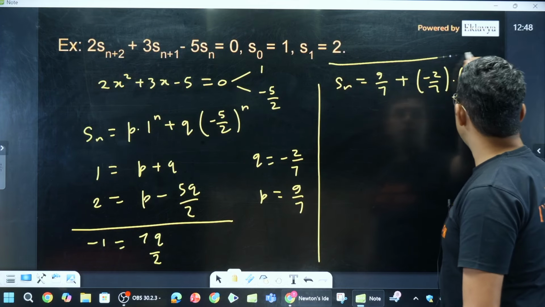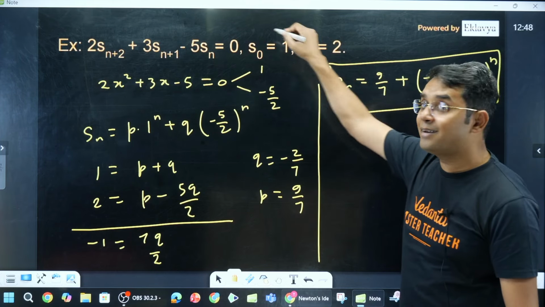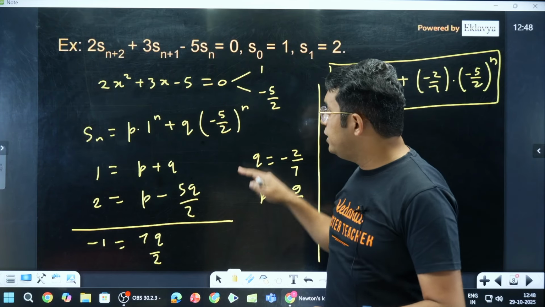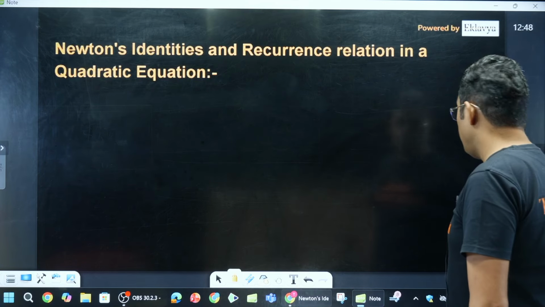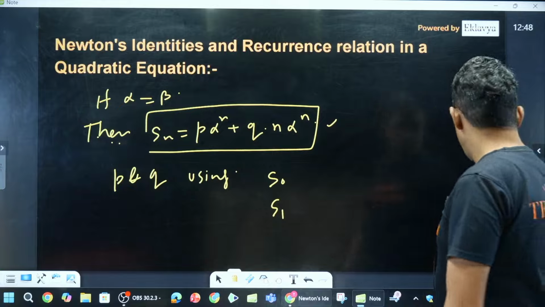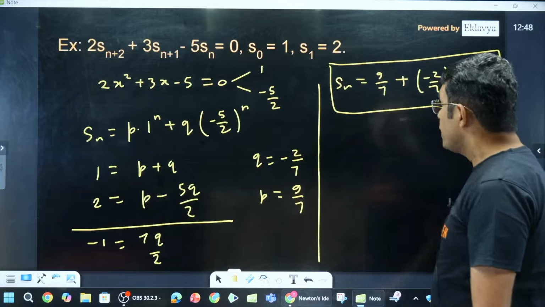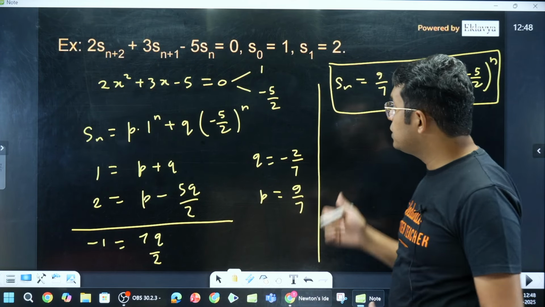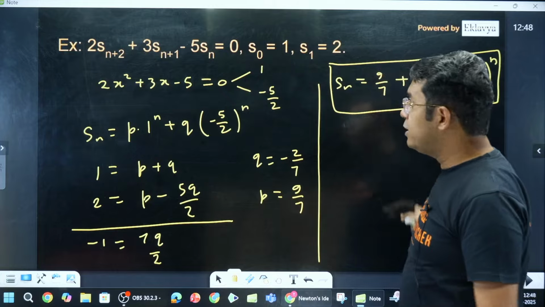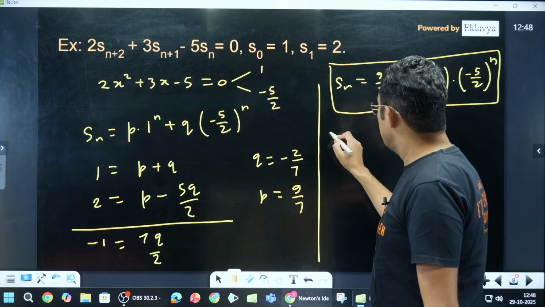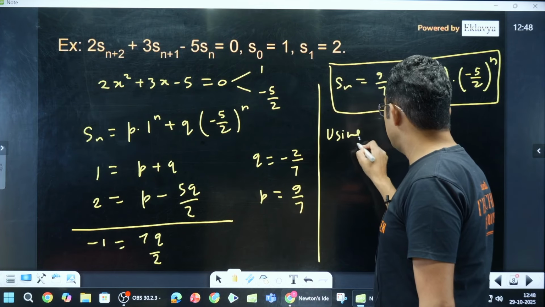So that is the solution of this kind of recurrence relation, because the roots were different. If the roots were the same, then you will not take it like this, rather you will take p into alpha power n plus q into n into alpha power n. Now I would like to show you how it is a solution. Suppose you were not aware of this kind of thing, you were given this relation only.